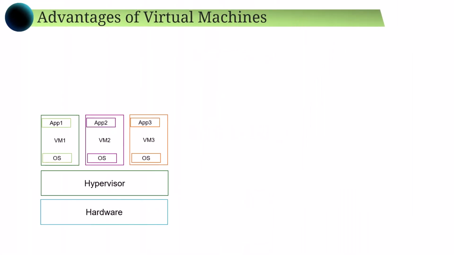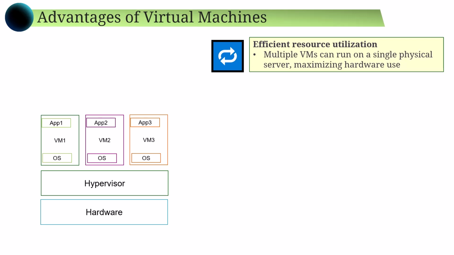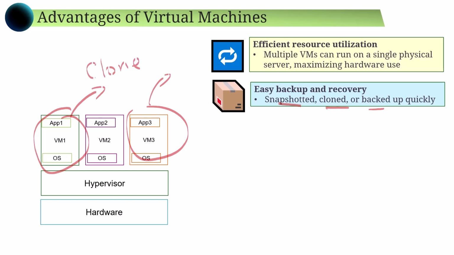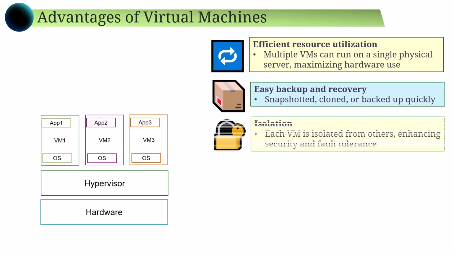So what are the advantages of the virtual machine? Effective resource utilization. You can run multiple VMs on a single physical machine, therefore maximizing the hardware. As you can see, VM1, VM2, VM3 run on a single physical server. Easy backup and recovery. Virtual machines provide various capabilities like snapshot, clone, or backup. You can easily take each of the virtual machines and clone it, or you can also take a snapshot of each of them at runtime.